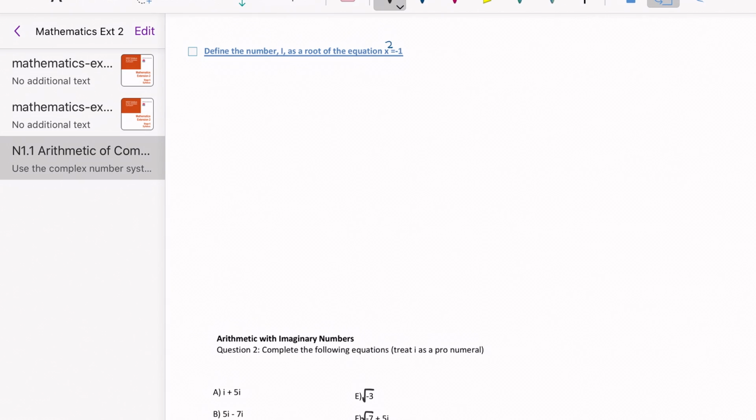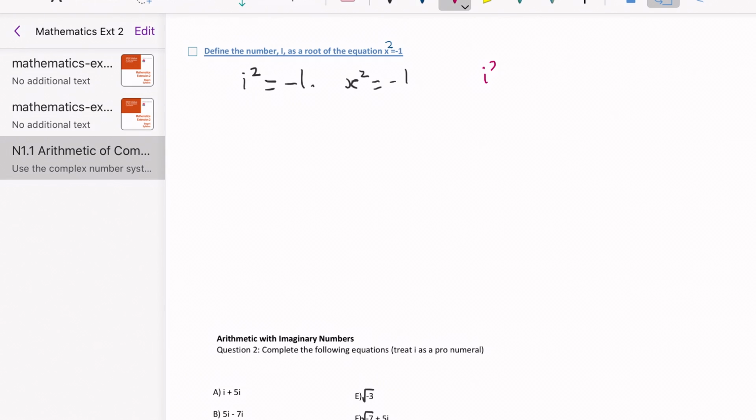The next part of the syllabus is to define the number i. i is the imaginary unit. The syllabus defines i by the equation i squared equals -1. In other words, i is a root of the equation x squared equals -1. The other root would be -i. We can just quickly verify this by the factor theorem.